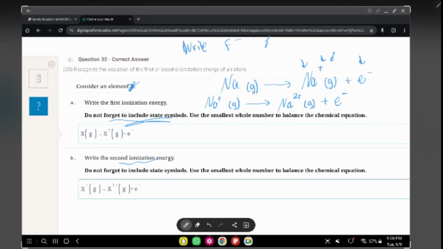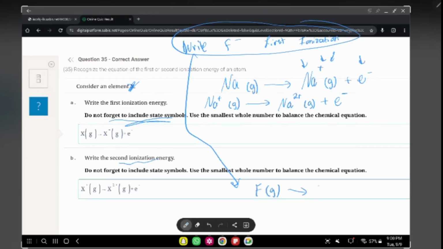Let's say I told you write F minus first ionization. This came before and everyone got it wrong. How do you do it? F is a gas. So you're thinking this. Now this is actually what I put in my class when I was learning this. Do not ever get confused. They said the ionization of what? So you write down F minus.